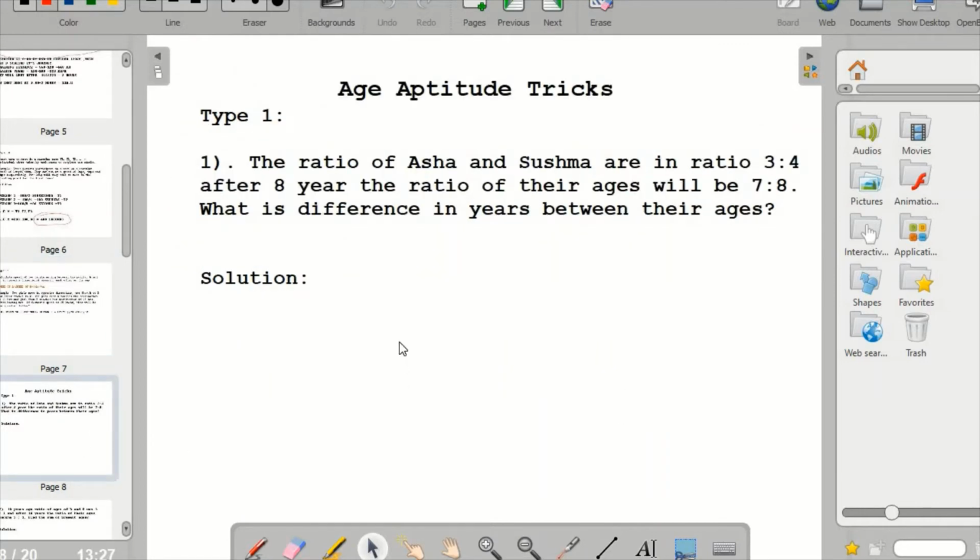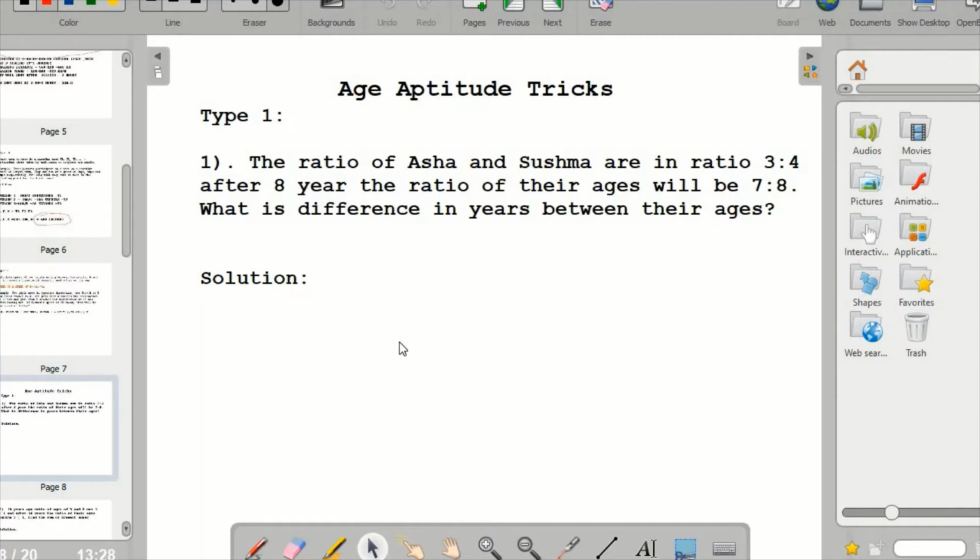Age calculation. As I said earlier, in speed and distance only the first three types are very important. For the remaining you can just have a glance, as they won't ask that many questions like that. So go ahead with the first three types and have a complete revision. In the second method, age aptitude tricks, I'll give you a few ideas on how to clear the age problems.